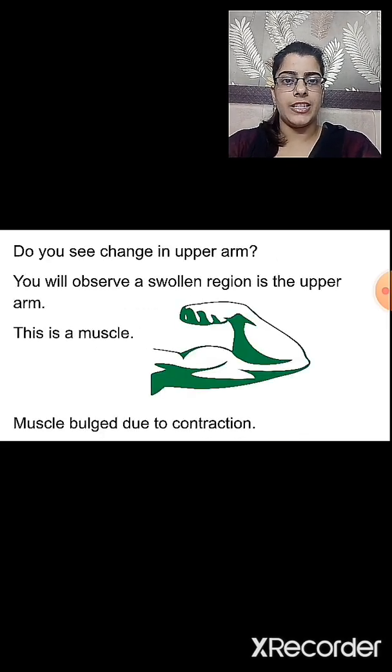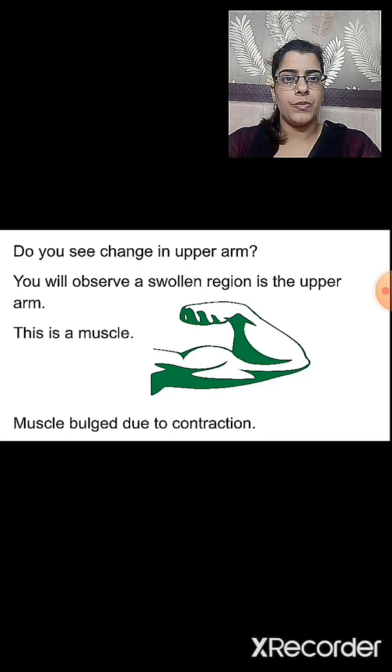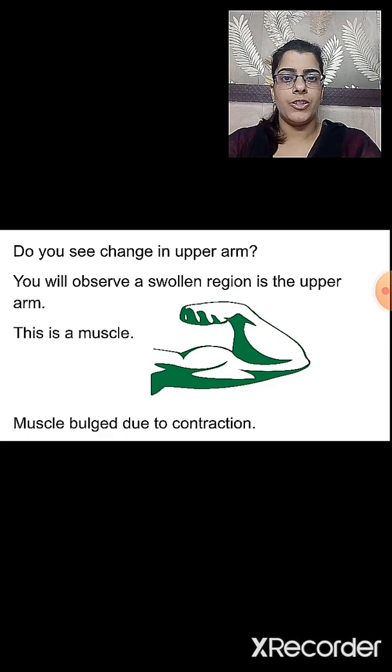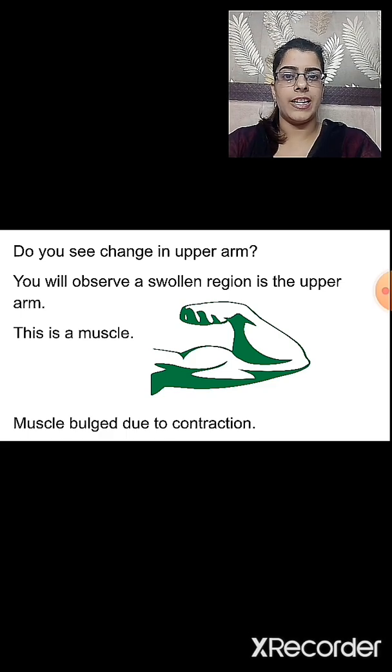Do you see change in the upper arm? You will observe some of the changes in your upper arm. What change you will observe? You will observe a swollen region in the upper arm. This swollen region is a muscle. So, muscle bulged due to the contraction. So, when the contraction is there, the muscle bulges out.